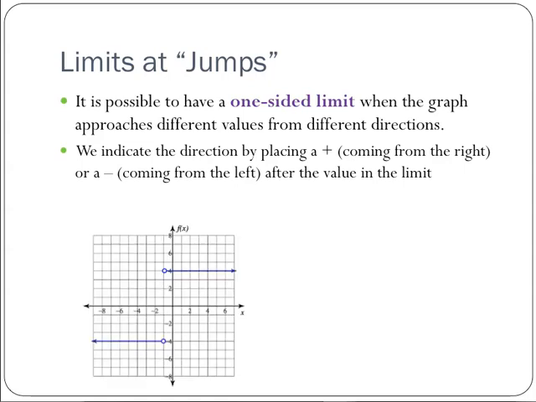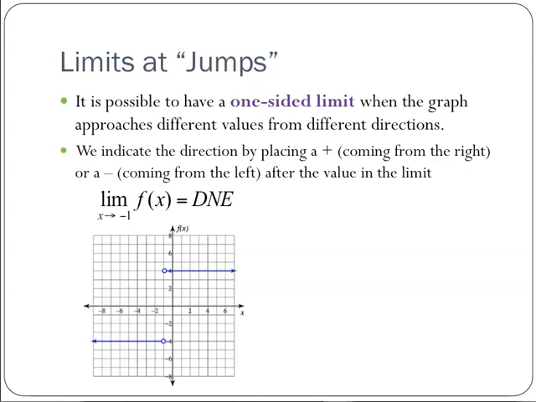So for example, for this one that we just looked at, we would say the limit of the function as x approaches -1 does not exist. But we do have very clear values depending on which side we're coming from.